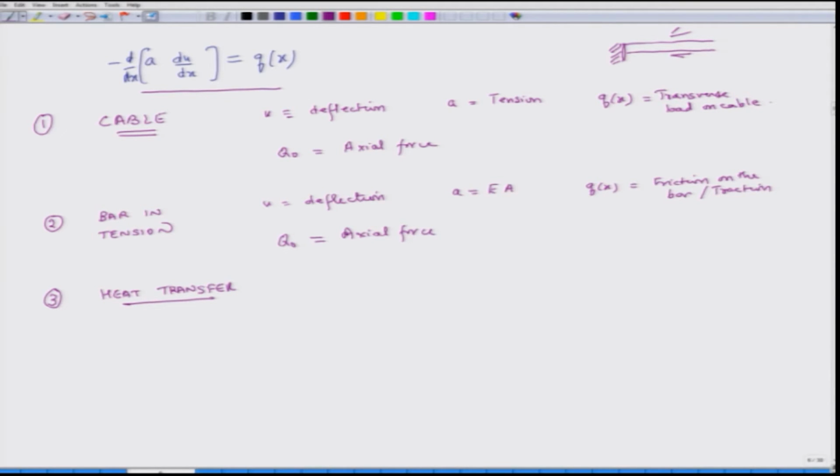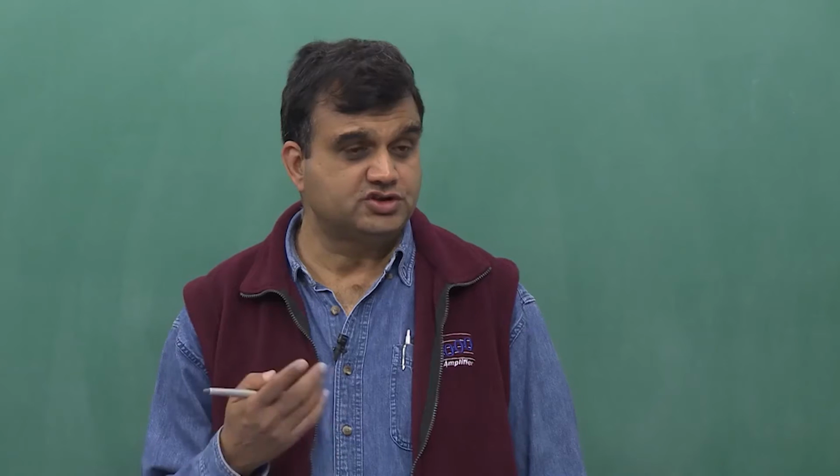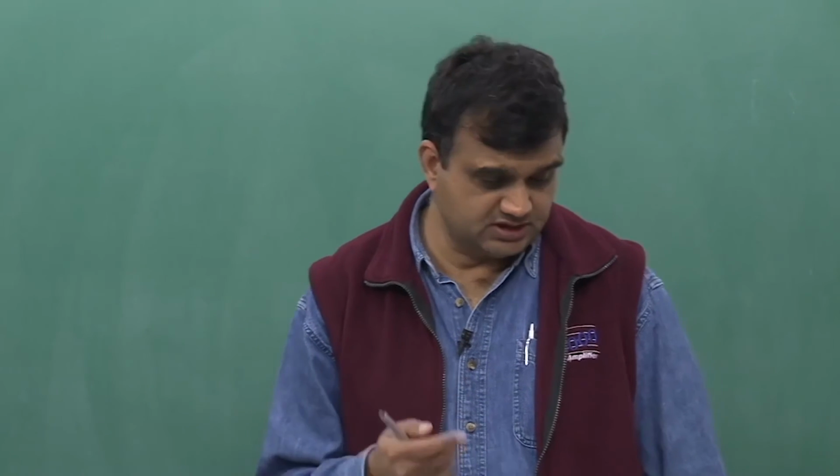So, in case of heat transfer, U corresponds to temperature, which is T. A corresponds to thermal conductivity. Qx corresponds to heat generated, and Q naught corresponds to heat. Again, if we know how to solve one equation, we can solve different types of problems. That is the point I am trying to make.